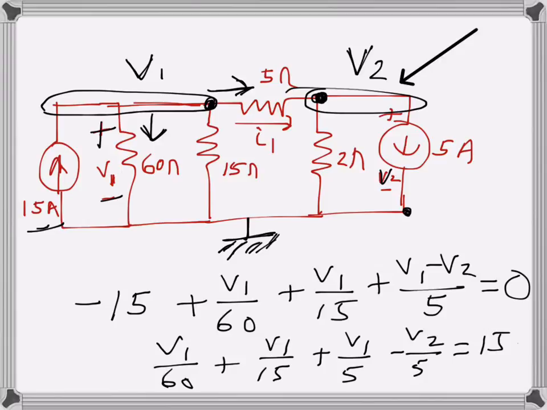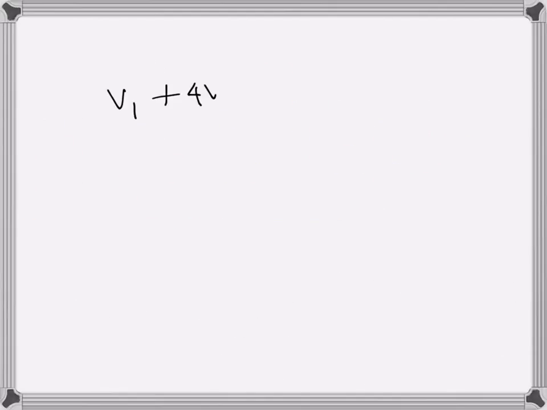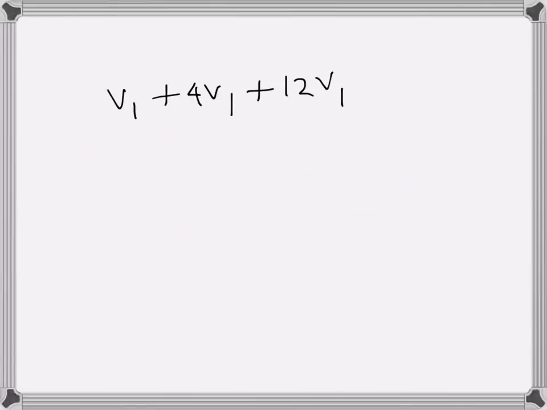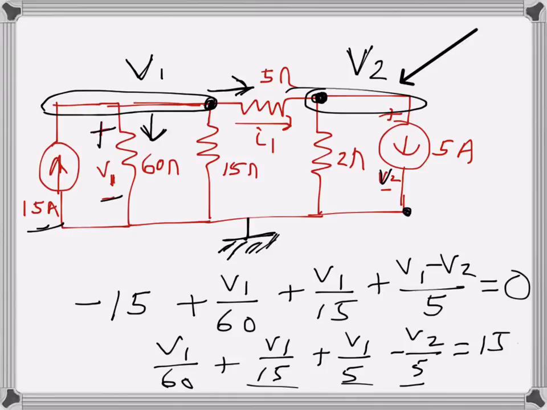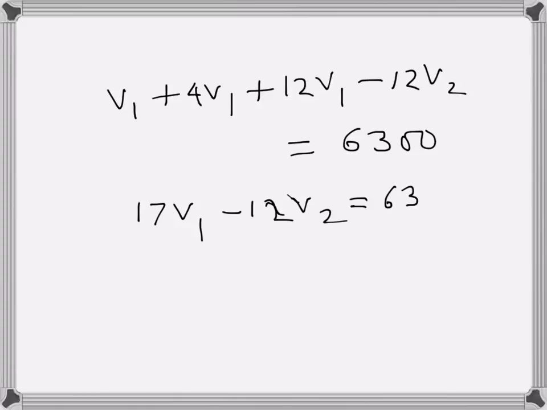Now I want to get rid of the fraction, so I will multiply both sides by 60. So I will get V1, for the second one I will get plus 4V1, for the third one I will get 12V1, and for the final one I will get minus 12V2 is equal to that 6300. So my voltage equation is 17V1 minus 12V2 is equal to 6300. That's equation 1.